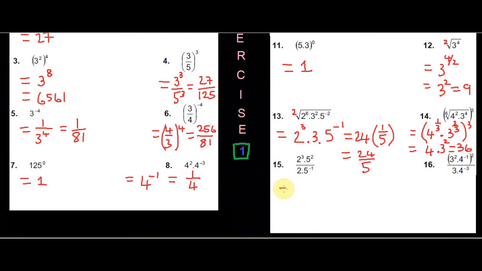We can subtract the powers of the 2's. So 3 minus 1 here will be 2. And 2 minus minus 1 is 2 plus 1, which is 3. That's going to be 4 times 125. And of course, that's going to be 500.